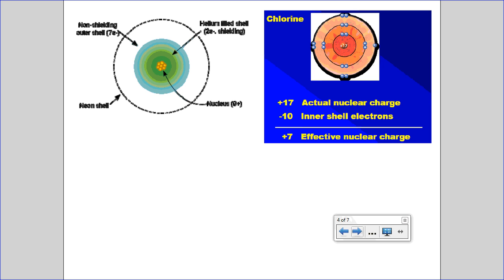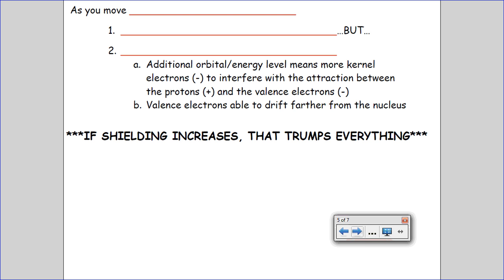There it is: the non-shielding outer shell and the shielding inner shells. The non-shielding outer shell and the nucleus are kind of like this tug-of-war situation. The way you can look at it is you take the inner shell electrons away from the actual nuclear charge, and you get a number to see what the shielding value might be. We don't really have to do that on the regions, but we have to know that periodicity is due to shielding.